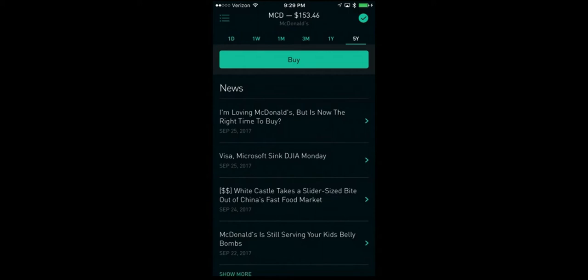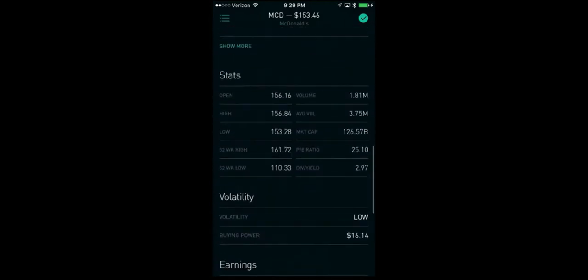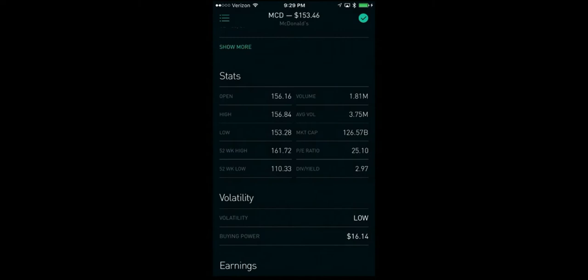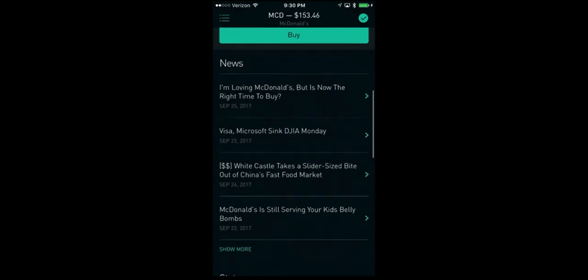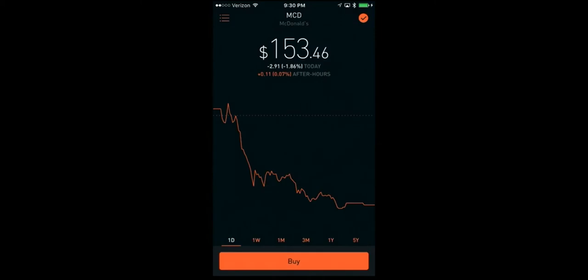Yeah, I've seen that Starbucks had some issues with that, but it's technology, right? It's going to improve. So McDonald's, of course, 126.57 billion market cap, 25.10 PE, and dividend 2.97. And as you can see, it's up from 110 to 156 at the high today. Now it's, of course, 153.46. But it's a great 1 year, 5 year, definitely a long-term hold as well.